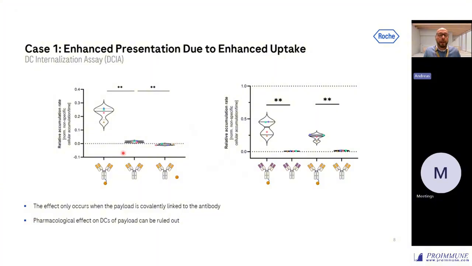So it's really required to have a covalent link between this payload and the antibody, which then, yeah, the picture would be it really pulls in the entire molecule into the dendritic cells.